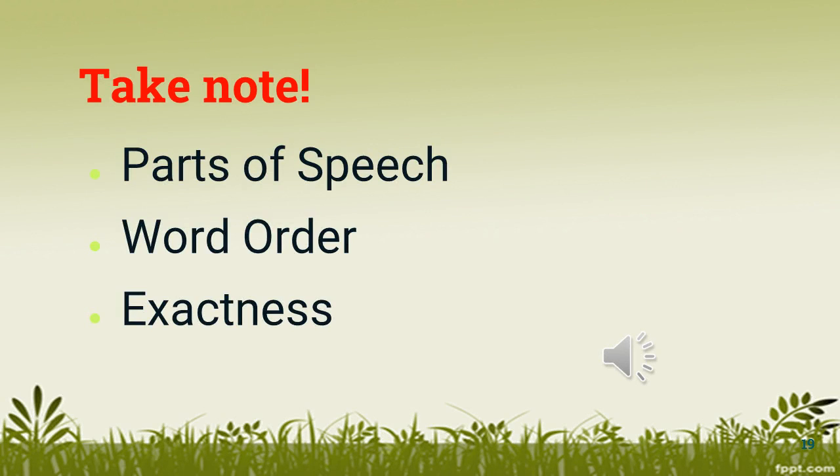Here are some important things to remember when you think about analogies. First thing to consider is the parts of speech. If the words in the first pair express a noun to adjective, verb to noun, or adjective to adjective relationship, for instance, the second pair should show the same relationship between parts of speech.